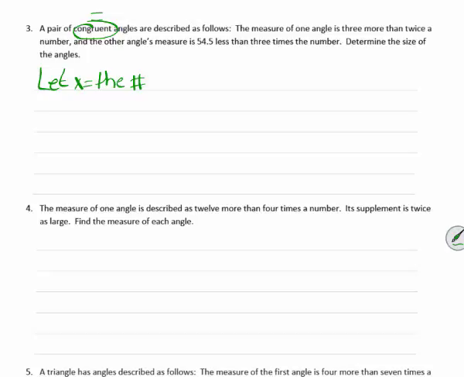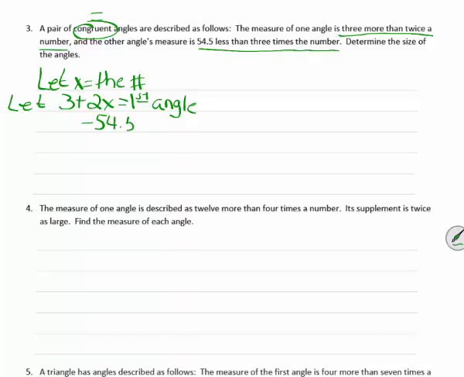Okay, now we know we have 2 different angles that we're talking about here. So it's 3 more than twice a number. 3 more, 3 plus, twice a number. So that's going to be, let x equal the first angle. The other is 54.5 less than 3 times the number. So less than means I have to start over here. So 3 times x, 3x, minus 54.5. And that's going to be the second angle.